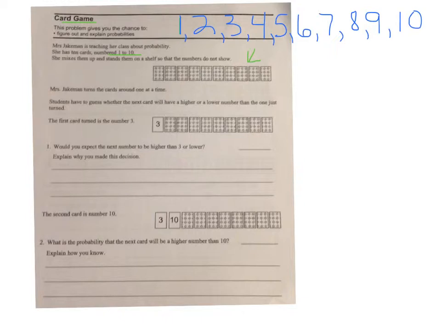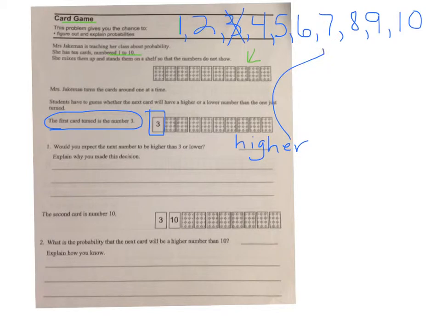So the very first card that's turned is a 3. So there it is right there. And so I'm going to go up here, and I'm going to now cross out this 3. So now I'm just kind of eyeballing it, saying, all right, well, there are only 2 cards less than 3, but there are 1, 2, 3, 4, 5, 6, 7 cards greater than 3. So chances are that the next number is going to be a higher number. All right? So we're going to say it's going to be higher because we can see right there, there's just more after. Okay? So explain why we made the decision.